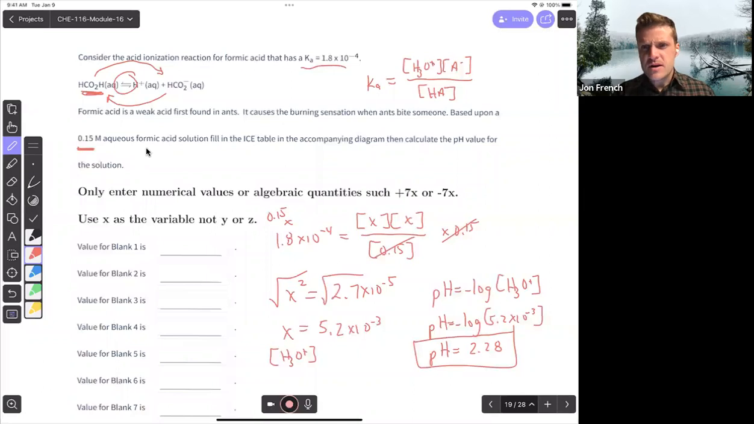For blank 8 and 9, we put it in scientific notation instead of... I'm going to have to check blank 8 and 9.